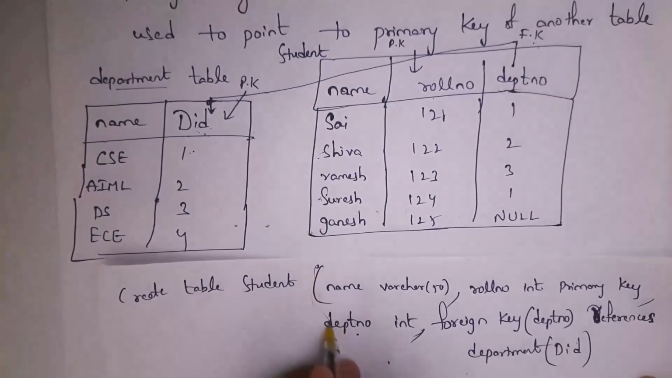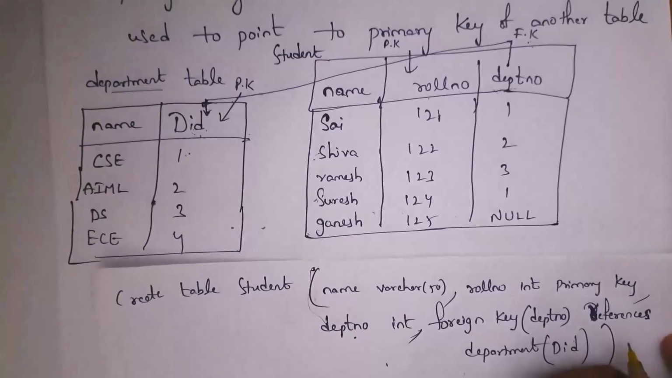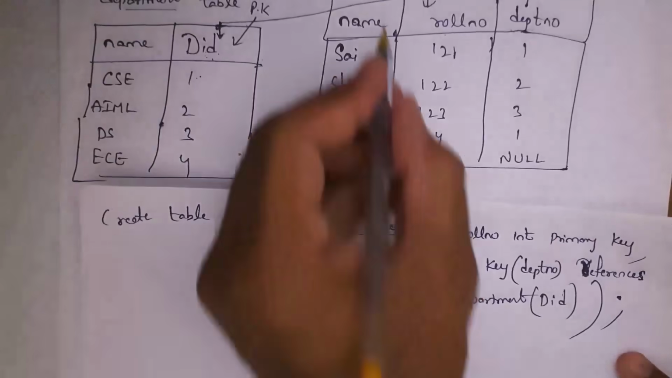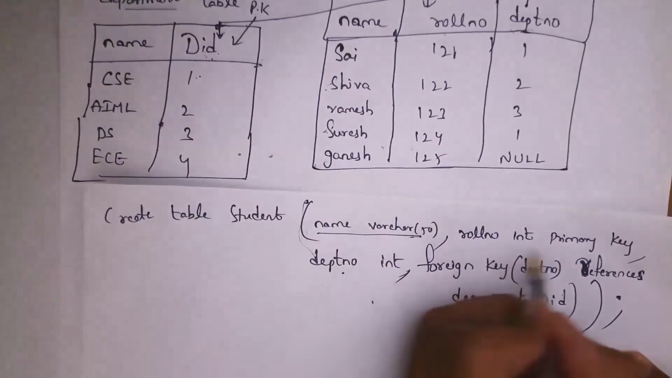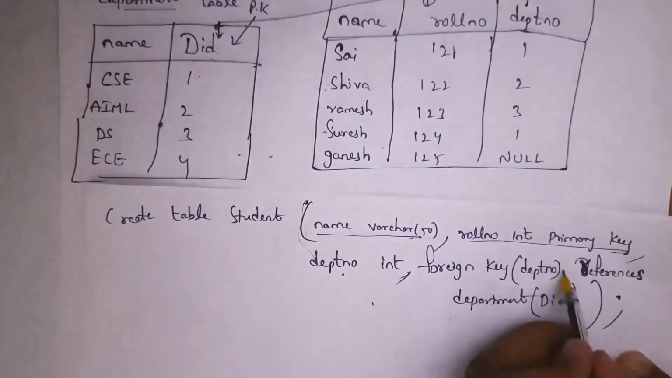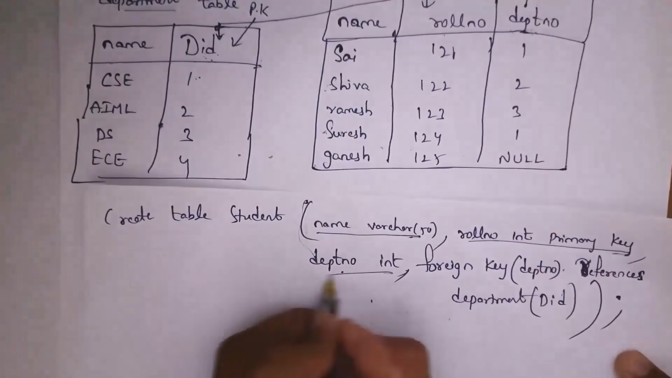I open this main bracket. Now I need to close this main bracket, so close this bracket and give a semicolon. So I just created 3 columns. One column is the name column and its data type. Next one is the rule number column, with its data type, and this rule number column is the primary key. And the next column is the department number column with data type int.